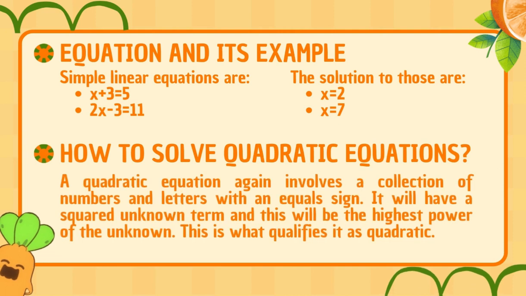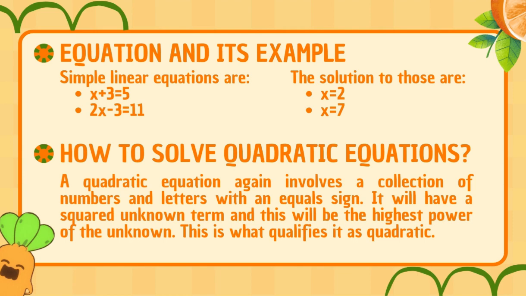Simple linear equations are: number 1, x plus 3 equals 5. Number 2, 2x minus 3 equals 11. The solutions of those are: equation 1 is x equals 2, and equation 2 is x equals 7. But you may wonder, how do we solve quadratic equations properly?